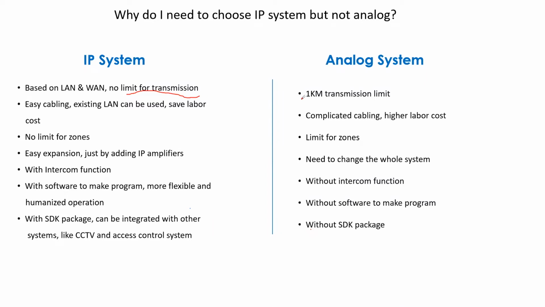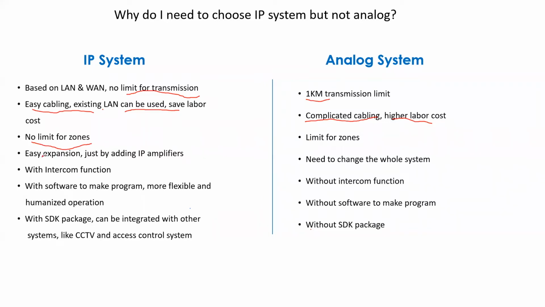And for an analog system, we have a 1 kilometer transmission limit. And second, it's easy cabling, and you can use your existing local area network to build an IP PA system, which is very convenient, just like I mentioned. And for analog, it's very complicated in cabling, and we use higher labor cost. And third, in an IP system, there is no limitation of zones. You can create as many zones as you want. For analog, there will always be some limit.